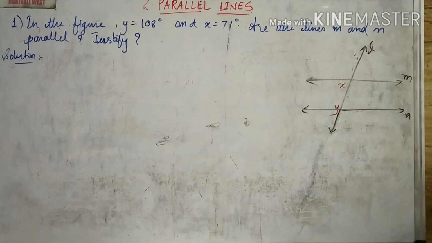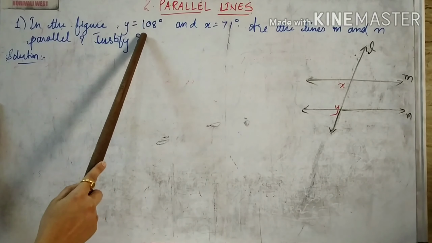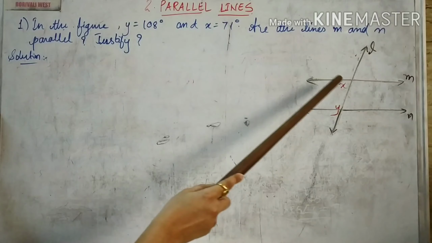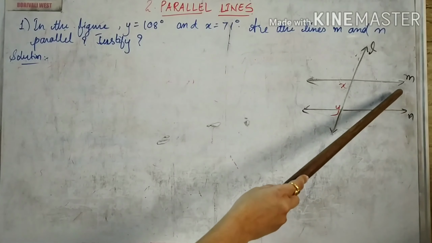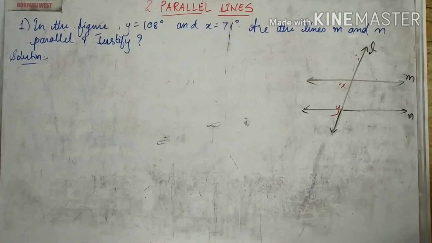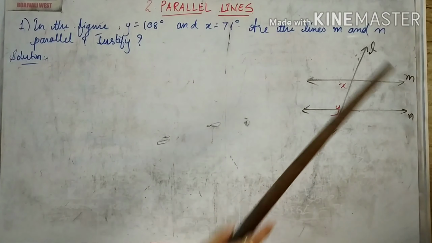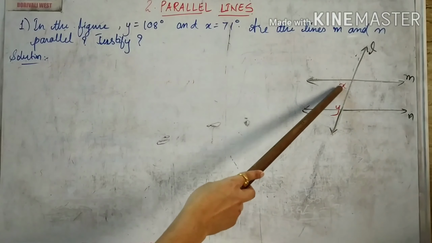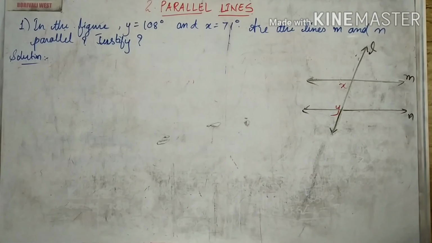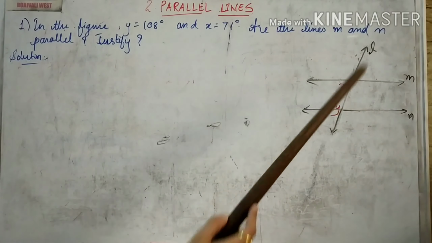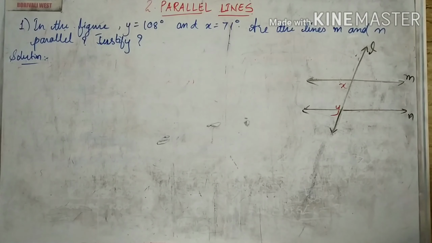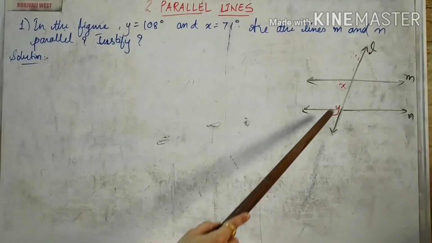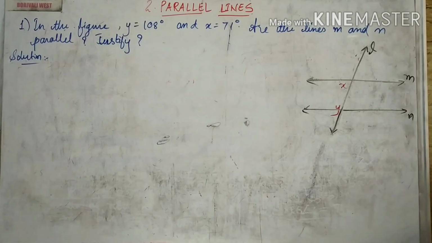Now in this question we have been given the measure of two angles: angle y which is 108 and angle x which is 71. Are these lines M and N parallel to each other? Justify. So we have to find out whether these two lines are parallel, and we also have to give the reason. Children, if you look at angles x and y, these are a pair of interior angles. They are not corresponding angles and they are not alternate angles. Our interior angles test says that the addition of the interior angles should be supplementary, that means it should be 180 degrees.